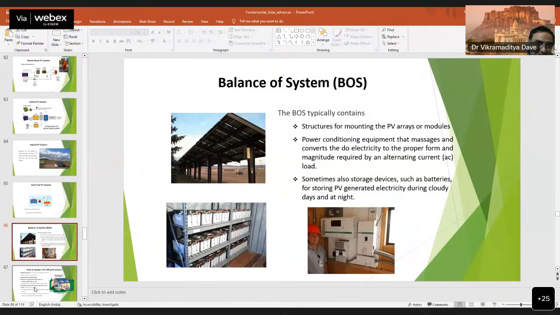Now, in addition to the solar panels, we have a balance of system also. So you should know about this technical term. What is the balance of system? The structure for mounting the PV array or modules, then the power conditioning equipment that manages and converts the DC into proper form, that is the inverter, and the battery, which is required for storing the electricity, and other devices like the controller and all these come under the balance of system.